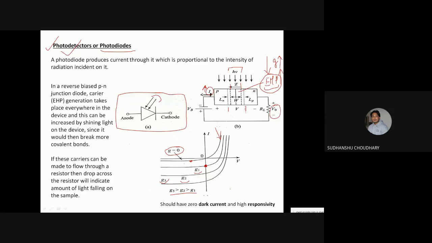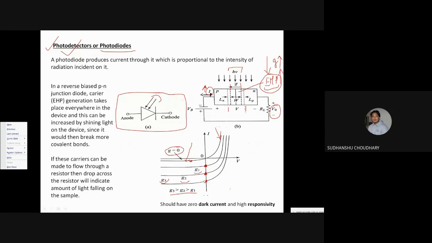So when the generation is increased, the level of generation current, or the reverse current, is increased. Similarly, when more light is shone, or the level of generation is increased, generation current also increases. Right? This reverse bias current is also called, as we had commented sometime, generation current, because it is due to the generation of electron hole pairs or carriers within the device. Similarly for G3, the level of current has further increased.